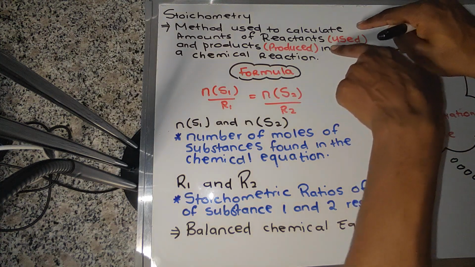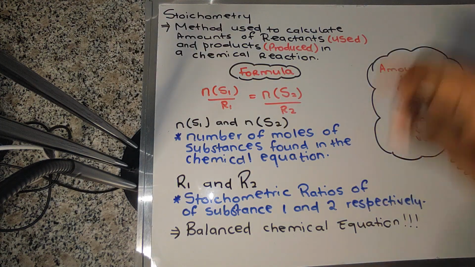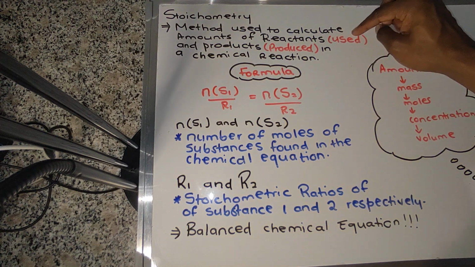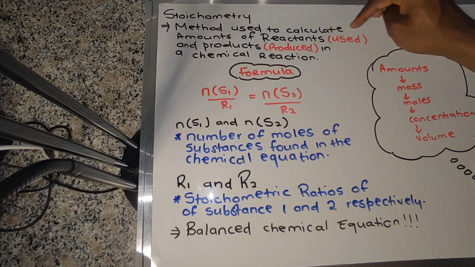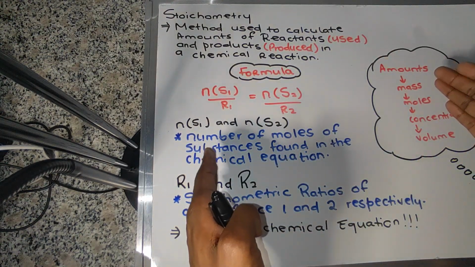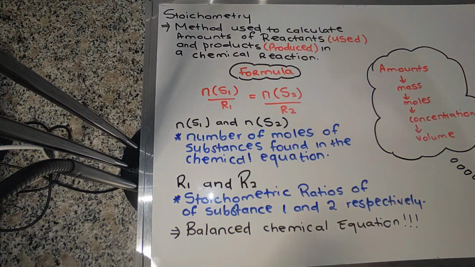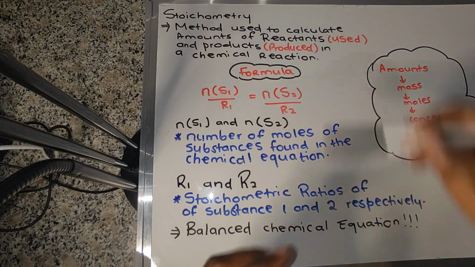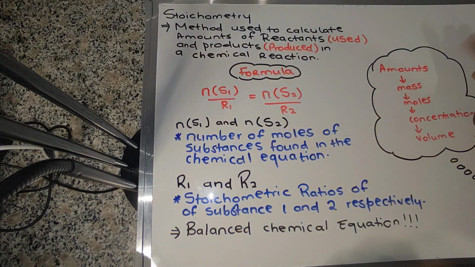Now, why am I writing these words in a different color? I'm trying to emphasize the words that are associated with reactants and products. So the word associated with reactant is used. Reactants are used in a chemical reaction, and products are being produced or being formed. Now, if I speak of an amount in this lesson, I'm simply speaking about the mass of a substance, the number of moles, concentration, or the volume.